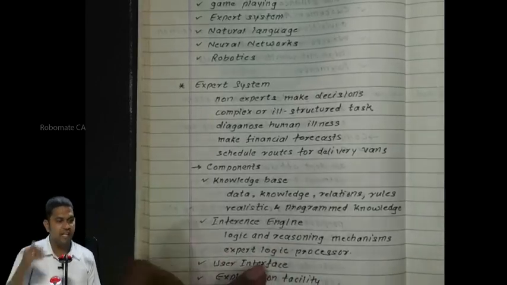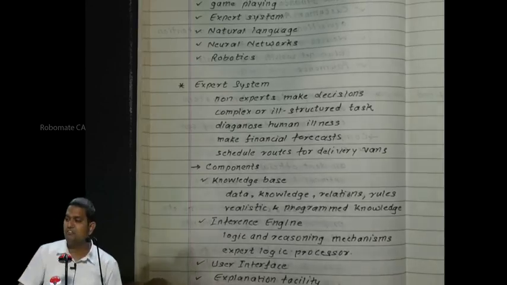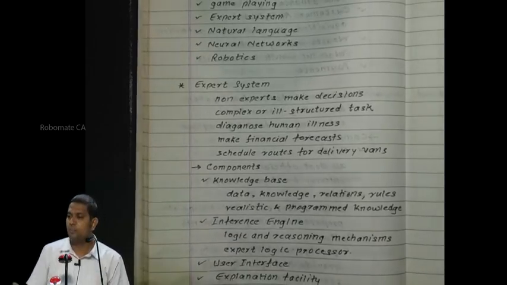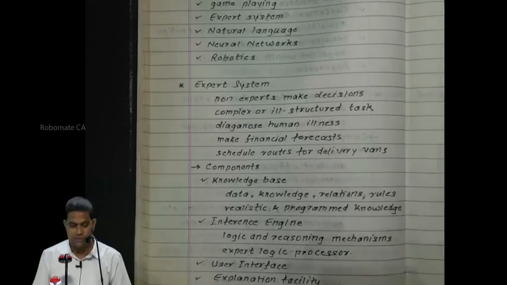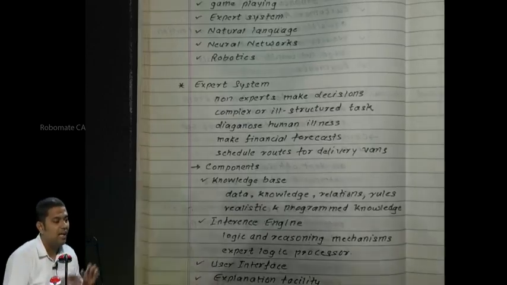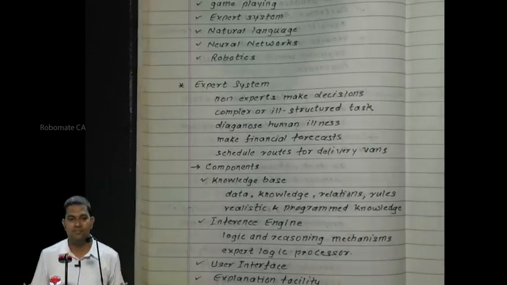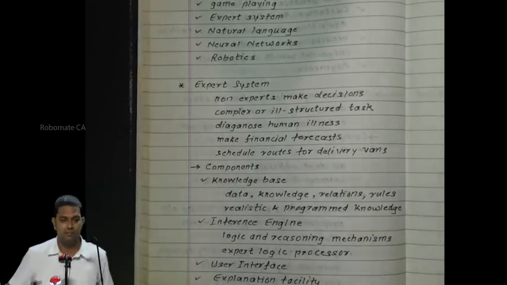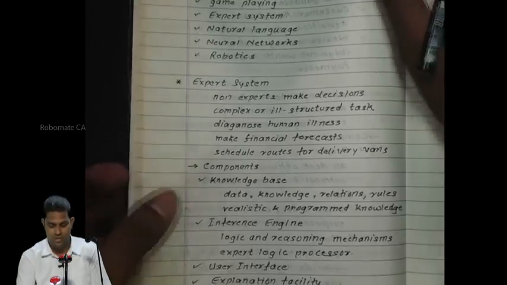Then the user interface interacts with the user. Explanation facility. If anything is required to be explained, that will be done by the explanation facility. Knowledge engineer is the person who will be punching in the data, obviously, once he gets the data from the expert. Understanding? Is it clear? So don't you think with the help of the example, we have made the concept very clear? Okay? So please note down.